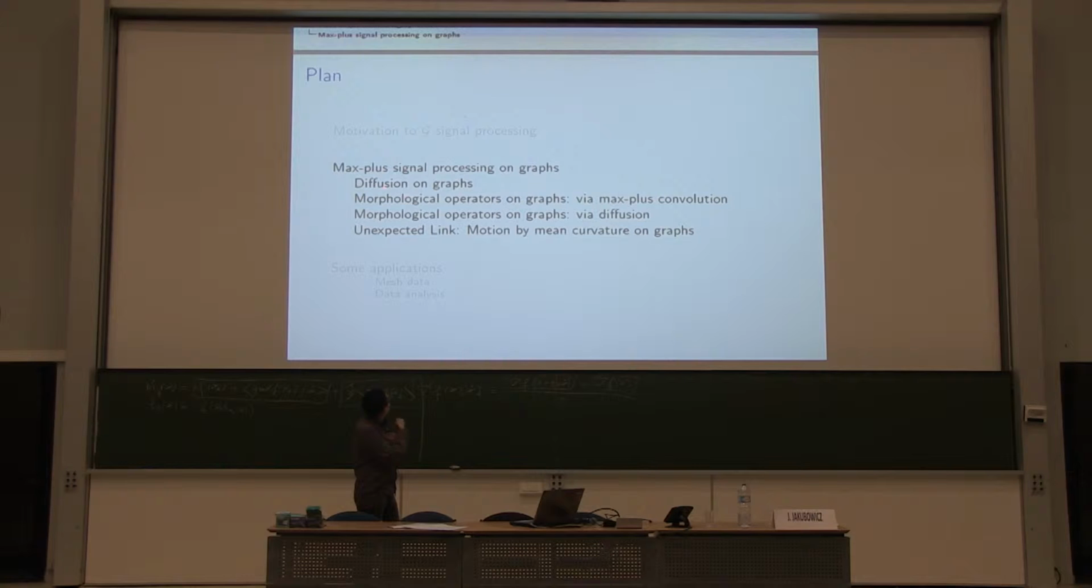What I want to explain here, the first thing, is how we can do diffusion on graphs. That has been very well known for many years, and the motivation is why we want to extend this idea of blurring convolution to max-plus algebra. We have two ways to do it. I want to show you some advantages of one against the other, and one unexpected link: one particular case of the transformation operator that we define solves a well-known problem, the motion by mean curvature on graphs.